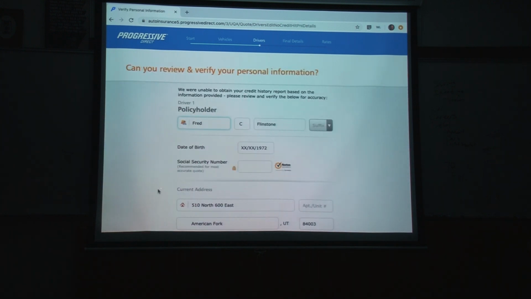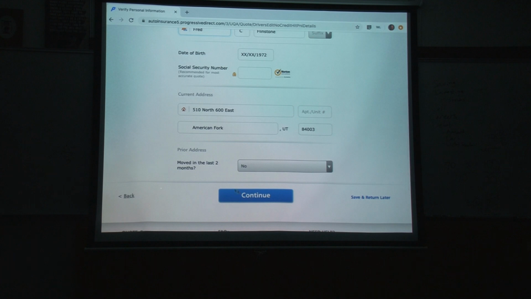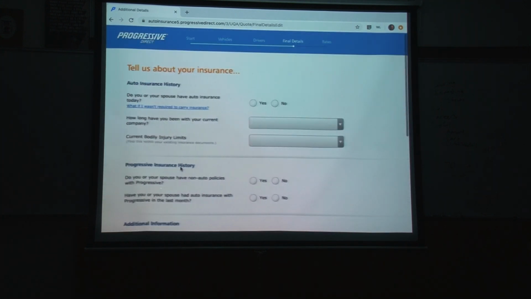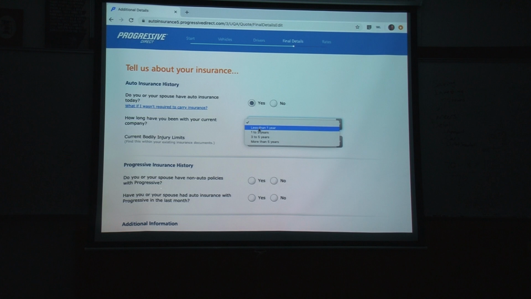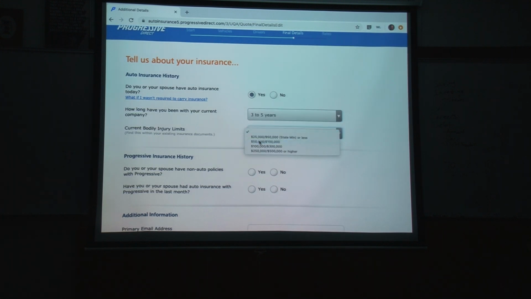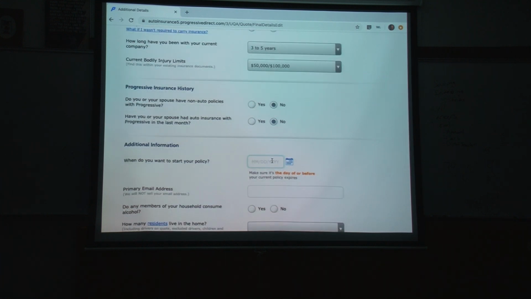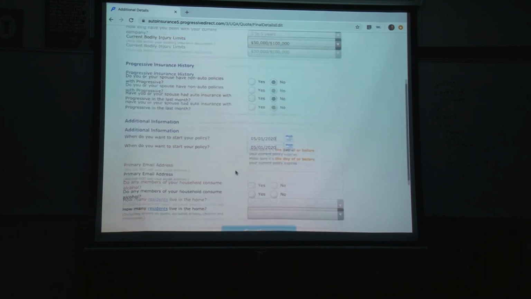And just going to verify some information here. Alright, and now it's going to ask, yes, we're going to say 3 to 5 years. These are our liability limits. I'll explain that in a minute. No, no. We want this to start on 05/01 of 2020.